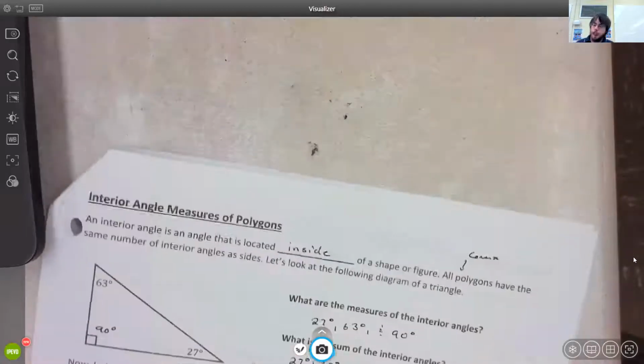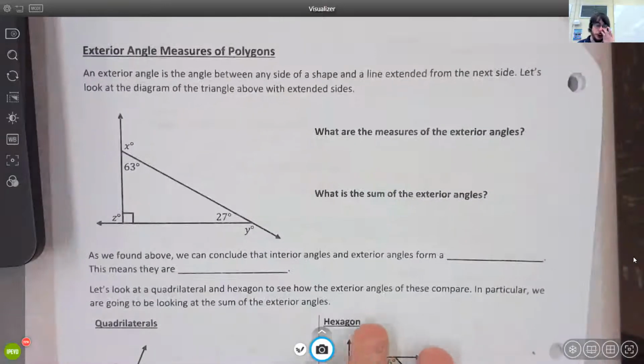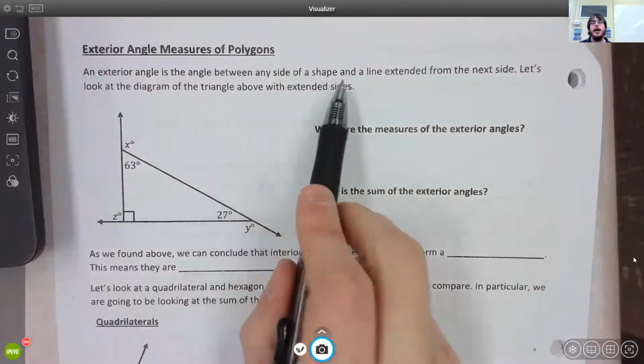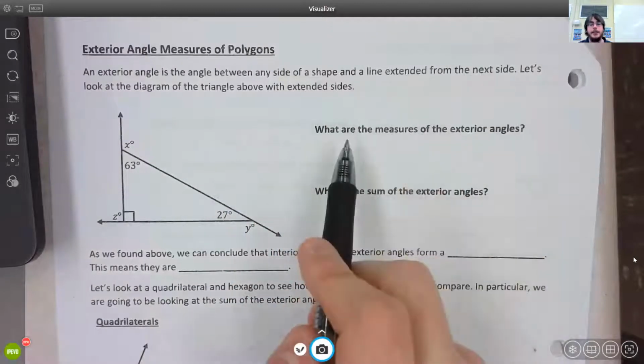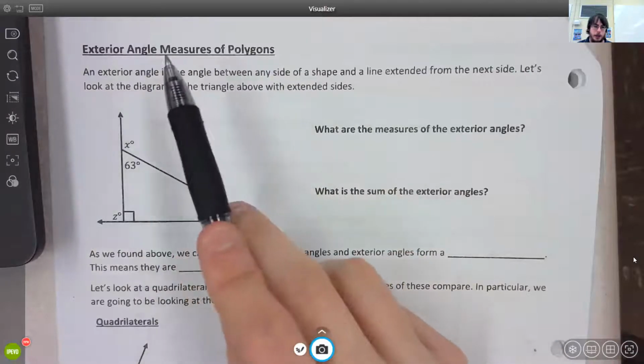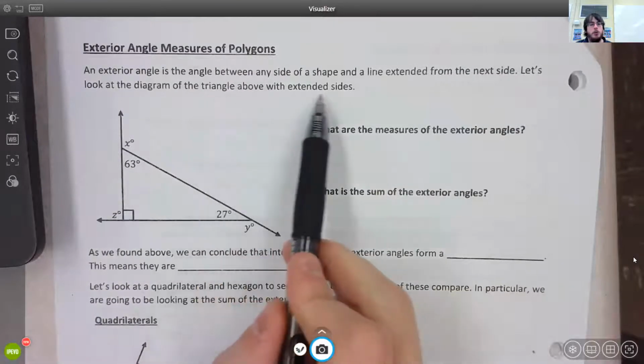All right, so let's look at the exterior angles now before we jump into some problems or some examples. Your exterior angle measures of polygons. Unlike interior angles, which are inside, exterior angles are outside of the shape. Specifically, an exterior angle is the angle between any side of a shape and a line that's extended from the next side. So let's look at the diagram of the triangle that we did above. It's on a different page, but you get the idea. The triangle with extended sides.